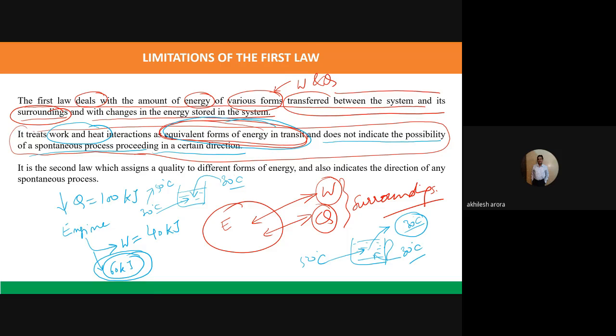So what is written here? You see it here. It is the second law of thermodynamics which assigns a quality to different forms of energy and also indicates the direction, if any, of any spontaneous process. So it is only the second law of thermodynamics which will tell us in which direction the process will take place. Okay.